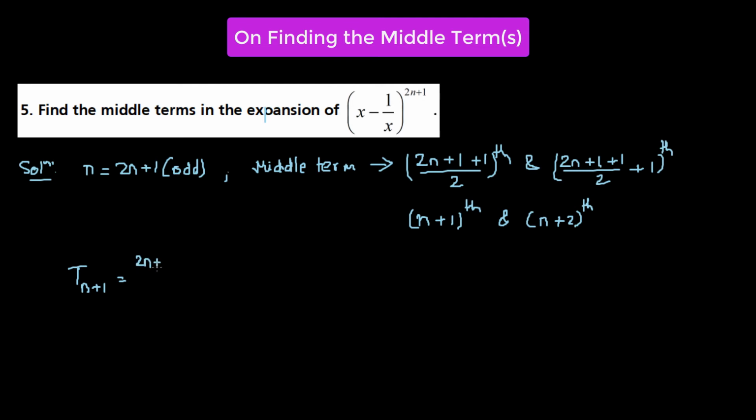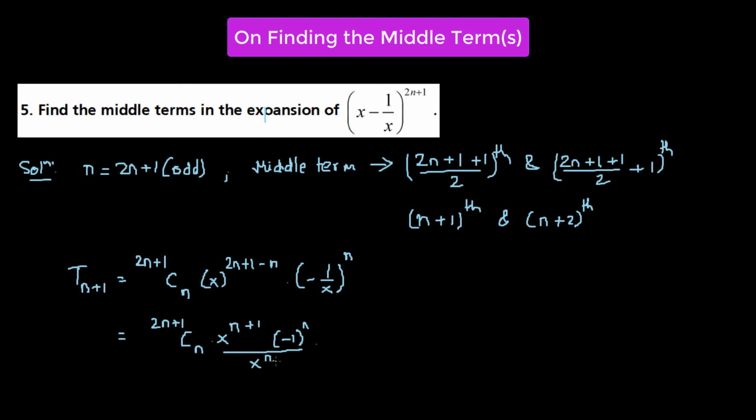Let's find the value of t n plus 1 first, which is simply equal to 2n plus 1 c n times x raised to the power 2n plus 1 minus n, times the second term, which is negative 1 over x, raised to the power of n. So we write it as 2n plus 1 c n, x raised to the power of 2n plus 1 minus n, which gives x raised to the power of n plus 1, times negative 1 raised to the power of n divided by x raised to the power of n.